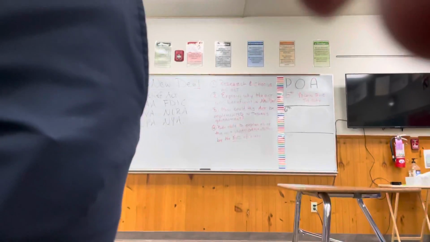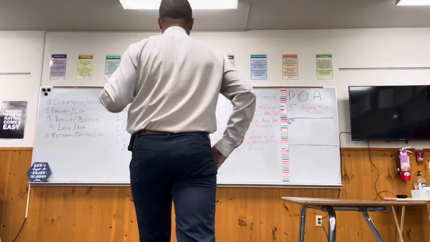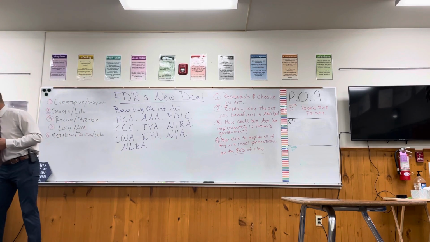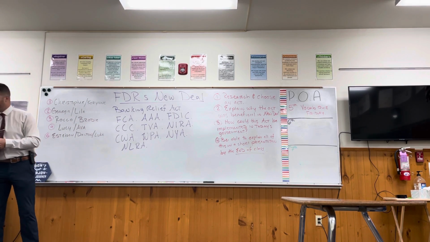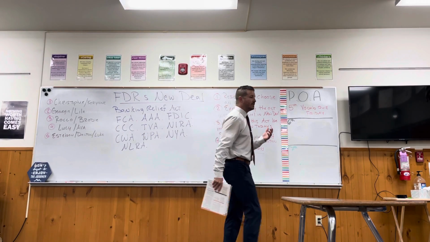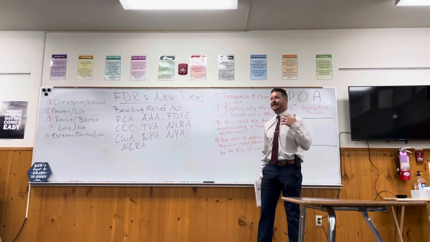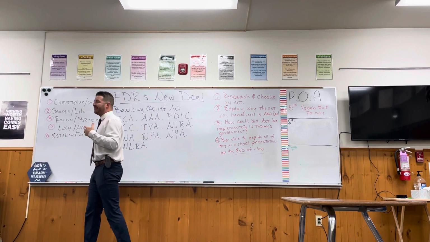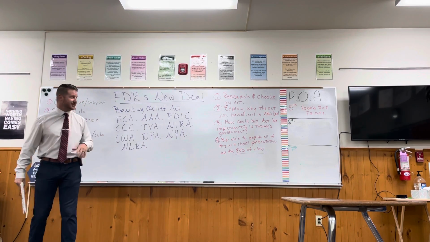All right, so guys, you have your books open to page 814. What we're going to do today is recreate Roosevelt's New Deal. Now, Roosevelt's New Deal was ways to get America back to work. It was ways to get America back on track from the Great Depression.